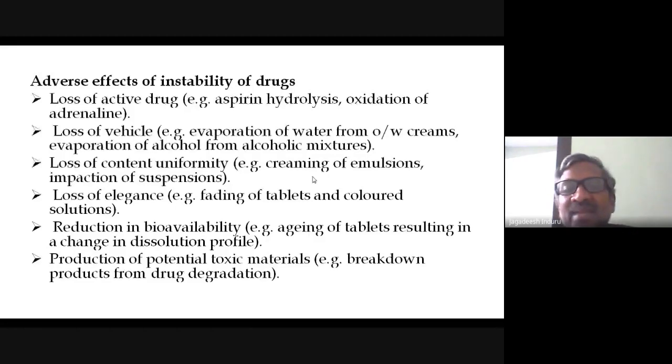Similarly, creaming of the emulsion will cause the separation of one layer, making one layer concentrated and rich in drug, and another layer very poor in drug with very low concentration. So this impact on content uniformity is also going to damage our product efficacy.